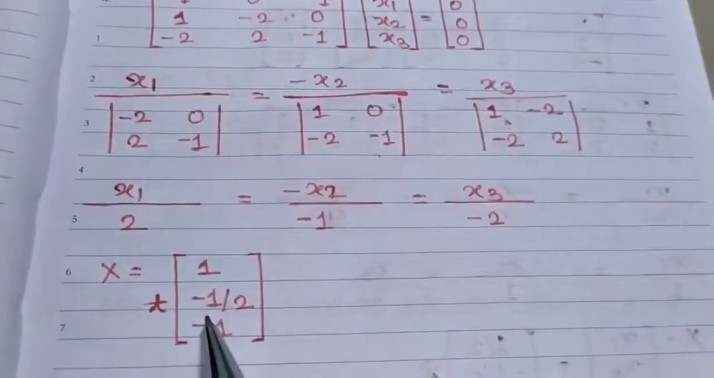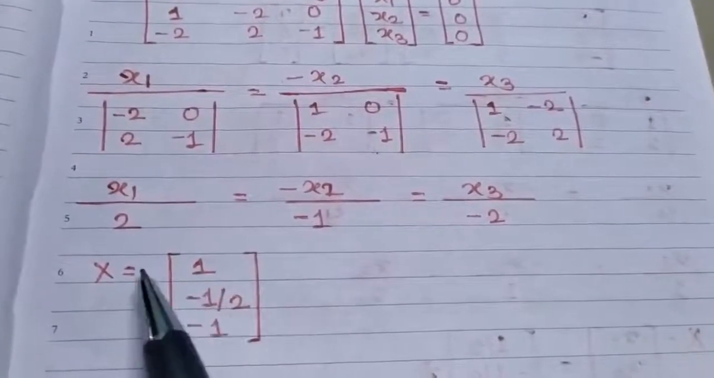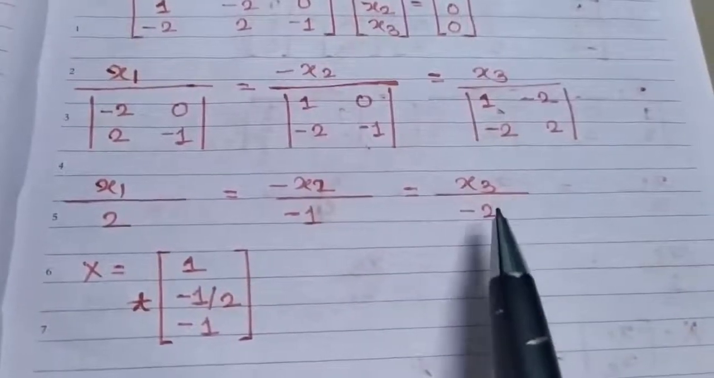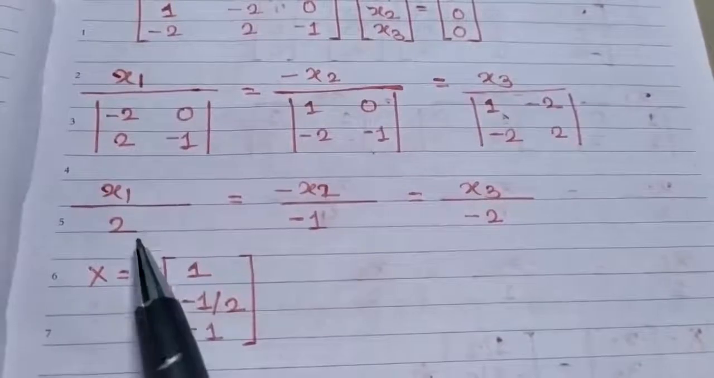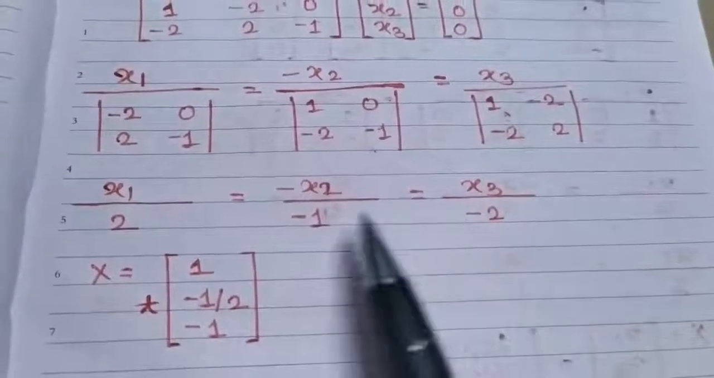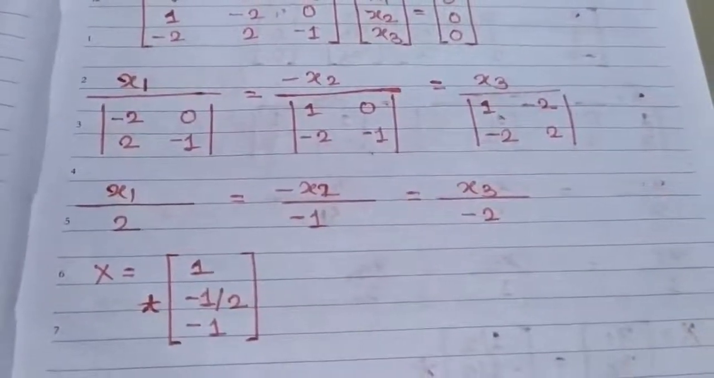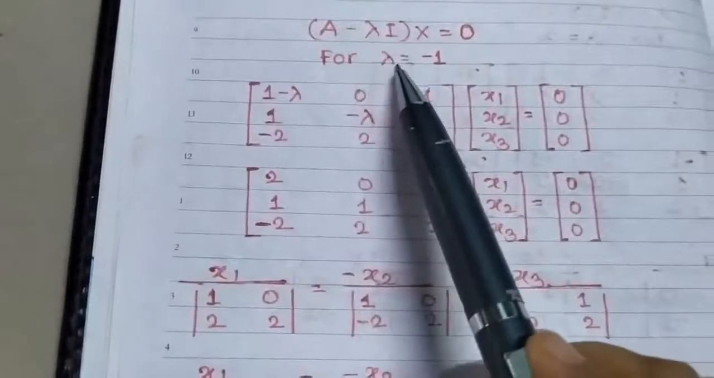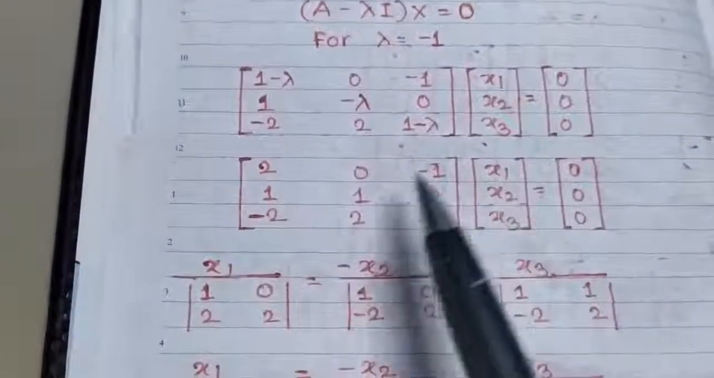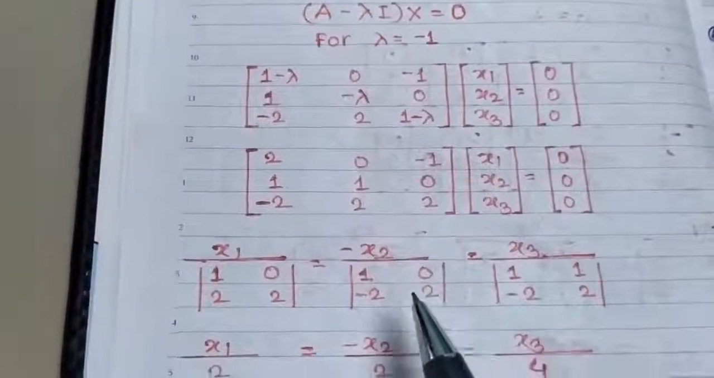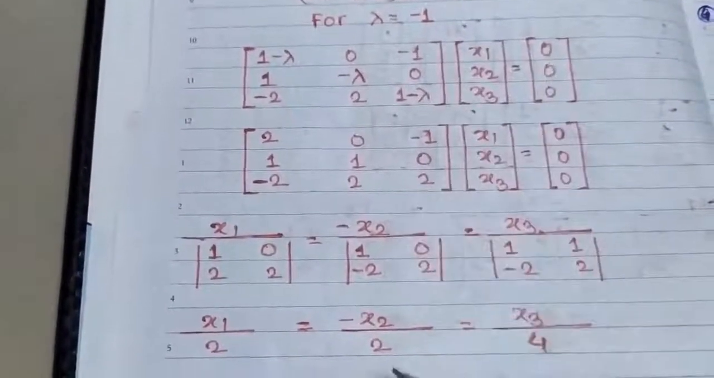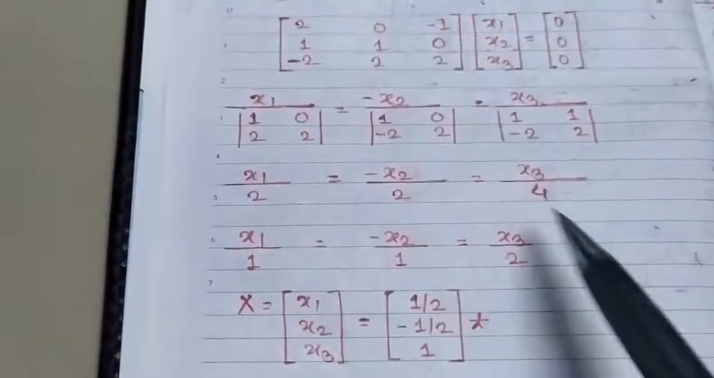rewrite as, see, x1, 2, 2, minus 1 and 2. When we divide it by 2, here 1 by 2, minus 1 by 2. Okay. Same when we take lambda is equal to minus 1. We can solve this for calculation. Pause the video and see the values. Thank you.